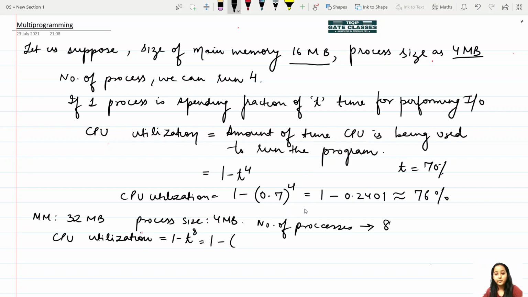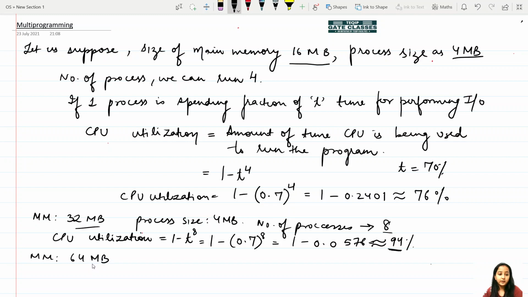If I am doing the comparison, I have to take the t value the same. So here also I am taking t as 0.7. So it is 1 minus 0.0576, which is approximately 94%. See, I have increased the size of memory and the number of processes has increased, and therefore your CPU utilization has also increased. Let me take another case also for better understanding.